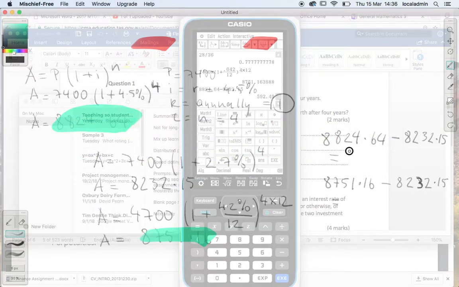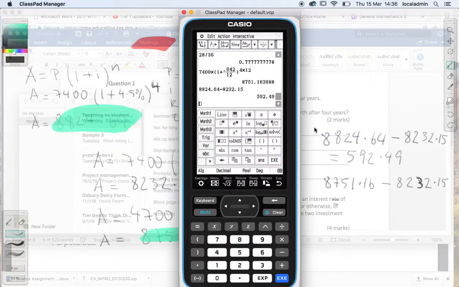So in real terms, we would get $592.49. So that will be our profit, our pure profit, because remember, $7,400 is our principal. That's gone too. We don't have that anymore. So that's what we got. That's our profit there. And now let's do the same for the other one.